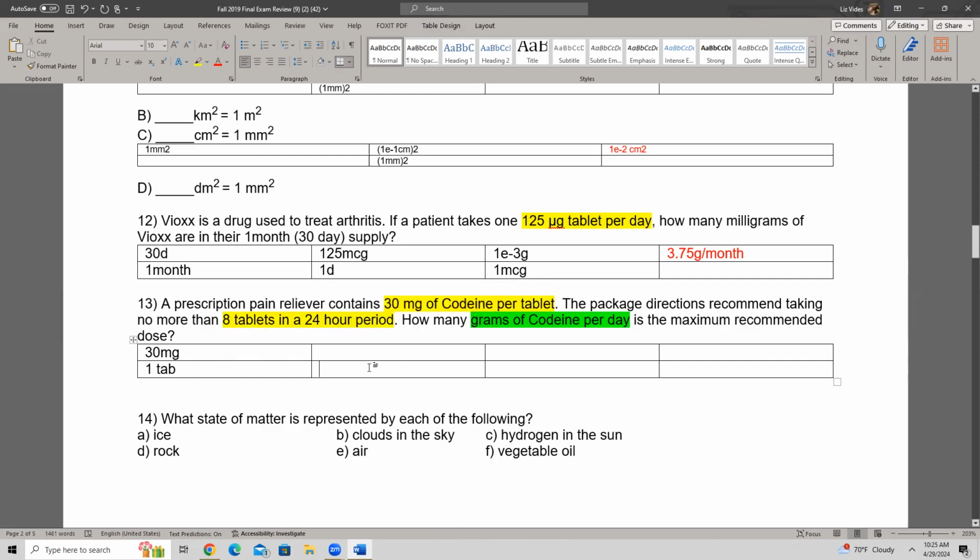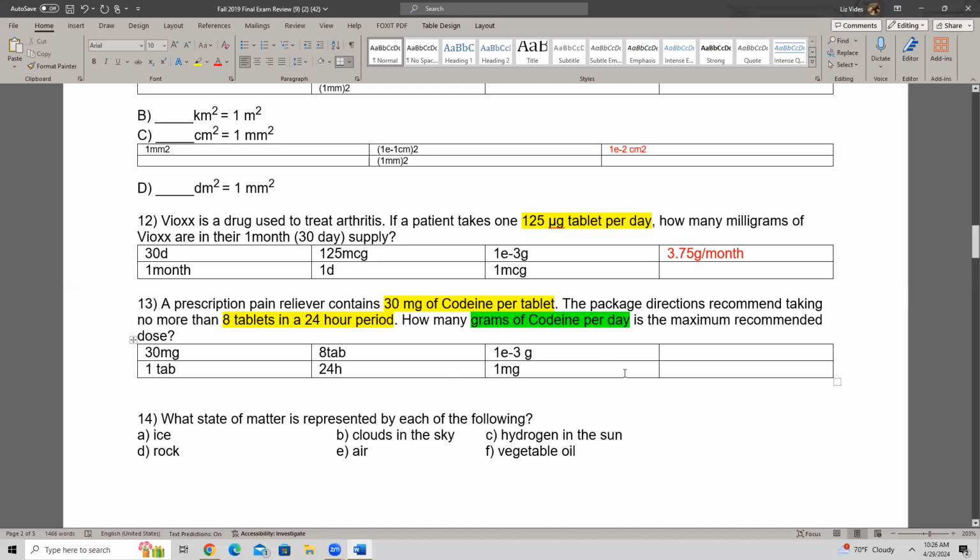So we've got the first conversion factor. We need to connect milligrams to tablet. We did that. Now we need to connect tablets to 24 hours. So 24 hours is going to go on the bottom because we want tablets on the top. Once you do the math, they want it in grams, so now we need to change that. 1 milligram is equal to 1 e to the negative 3 grams.